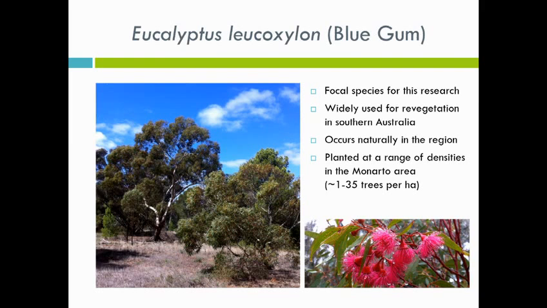So I've chosen Eucalyptus leucoxylon, which is also known as the South Australian blue gum, for my research. It's widely used in revegetation across southern Australia, and it occurs naturally in the Monarto region. So at Monarto it was planted at a range of densities, so from about 1 to 35 trees per hectare, but the overall planting density remains pretty consistent. It's just the density of, I suppose, my focal species that's changing within this site.